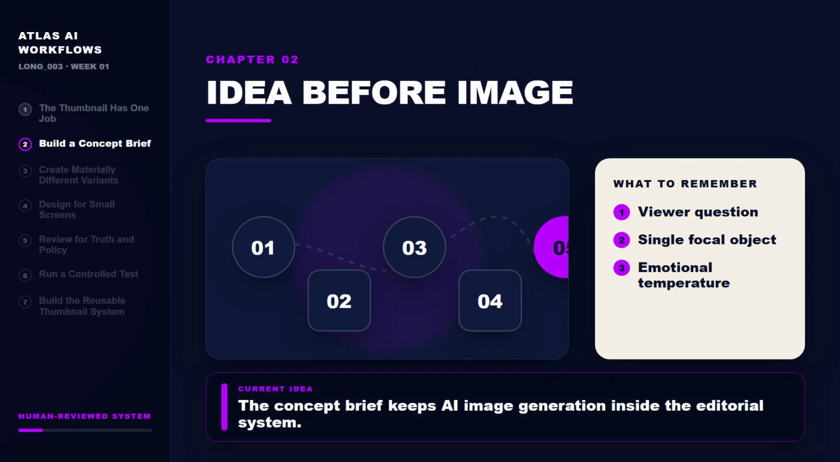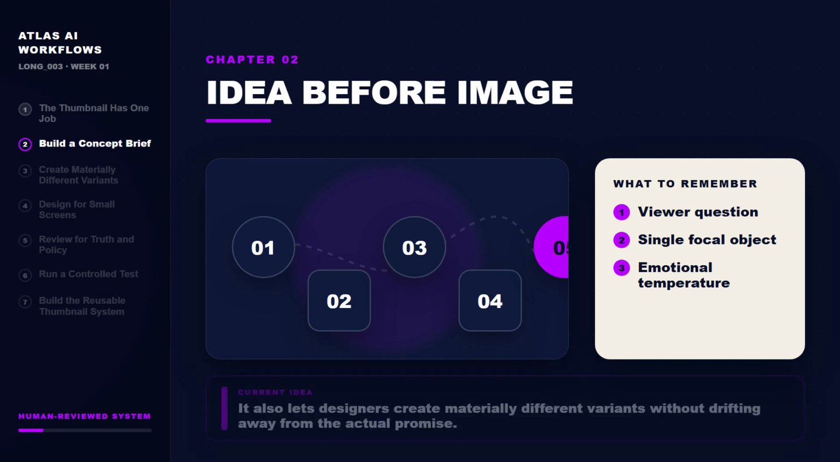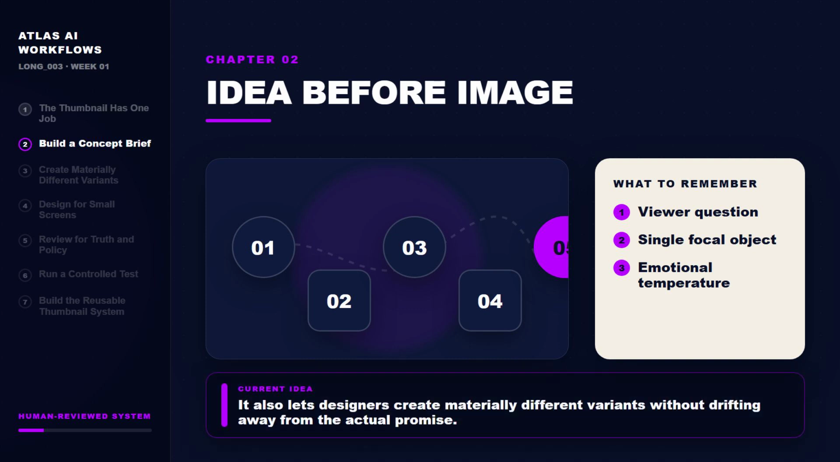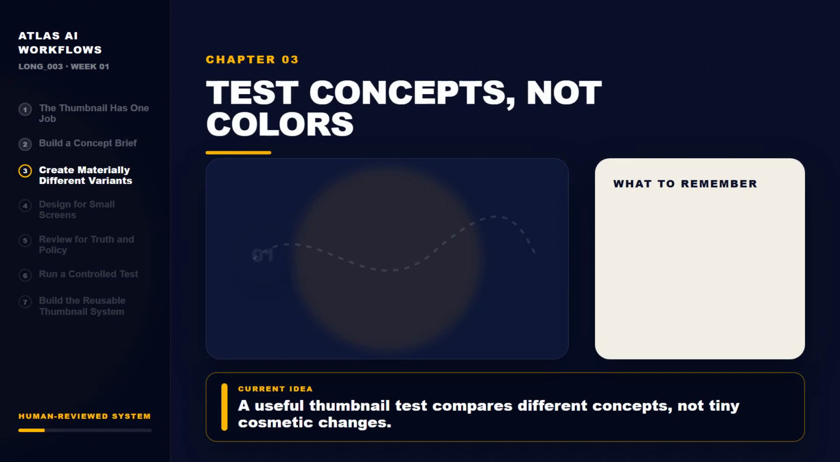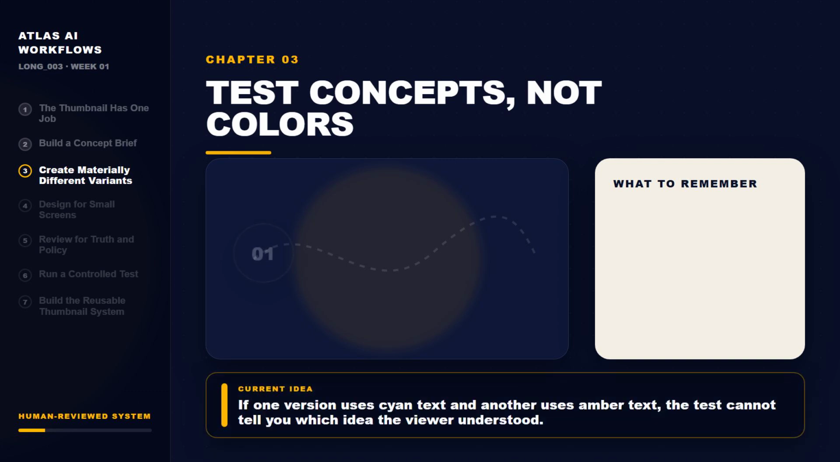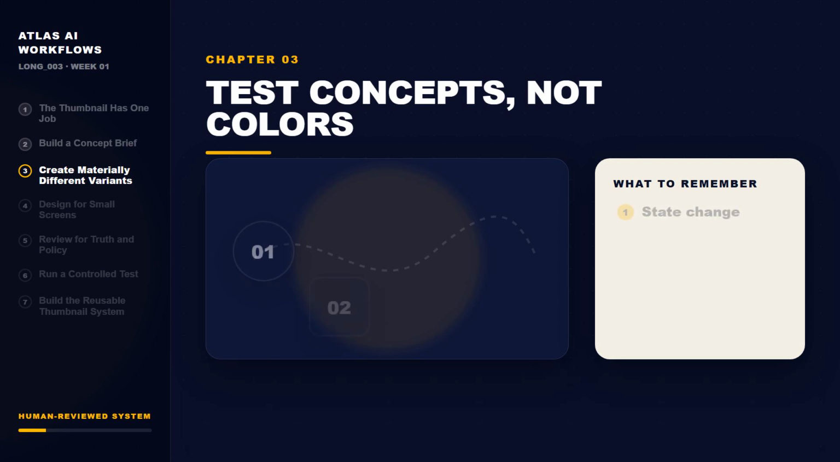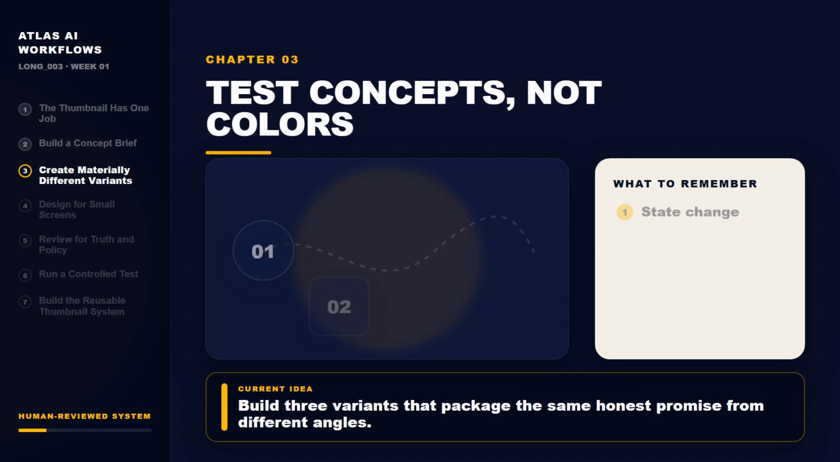The concept brief keeps AI image generation inside the editorial system. It also lets designers create materially different variants without drifting away from the actual promise. A useful thumbnail test compares different concepts, not tiny cosmetic changes. If one version uses cyan text and another uses amber text, the test cannot tell you which idea the viewer understood. Build 3 variants that package the same honest promise from different angles.